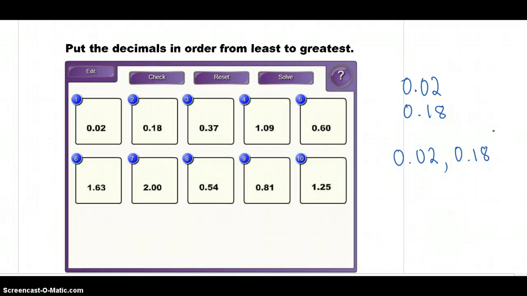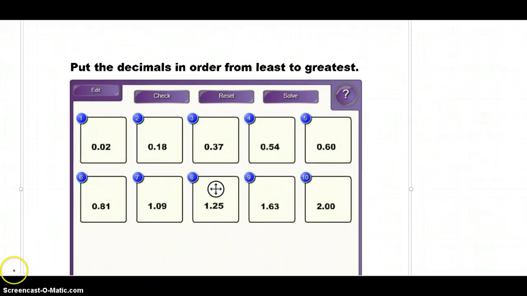Another way to look at these numbers is since they all end in the same place value, the hundredths, I have 2 hundredths versus 18 hundredths. So 18 hundredths is bigger than 2 hundredths. Now go ahead and put these in order from least to greatest and then check your answer. Now check your answers.